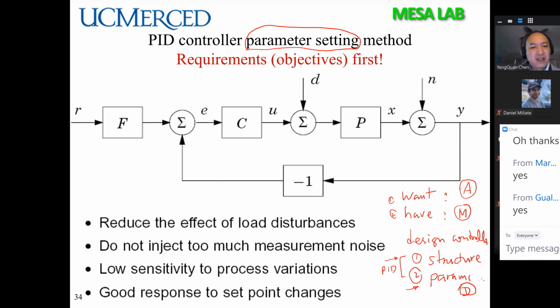Of course, in design you design the structure, and you also design the parameters. There is some deep theory regarding how to design structures. We'll probably find time to cover a little bit on that. There are so many other structures in addition to PID, and how you can pick the right one. But again, to do that, let's talk about what you want first. What you want is basically requirements and objectives, right?